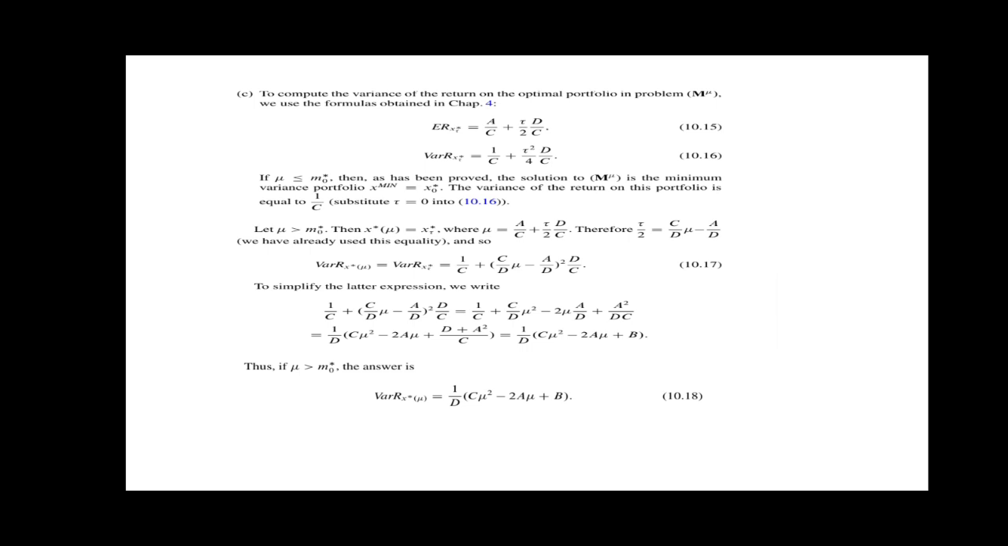To simplify the latter expression, we write 1/(dc) (c mu squared minus 2a mu plus d plus a squared) equals 1/(dc) (c mu squared minus 2a mu plus b). Thus, if mu is greater than m0*, the answer is Var R(x*(mu)) equals 1/(dc) (c mu squared minus 2a mu plus b).